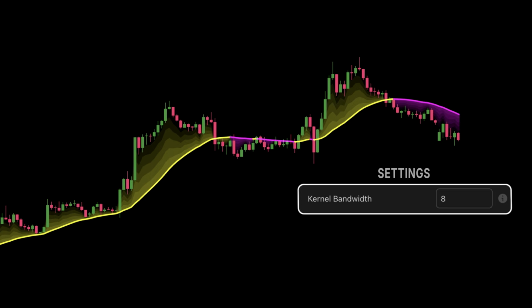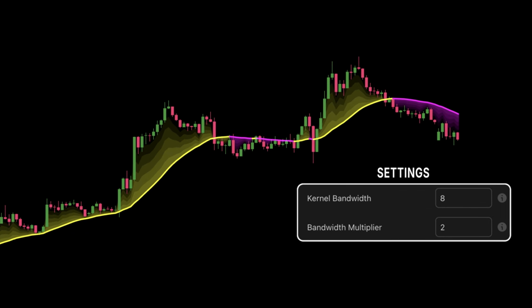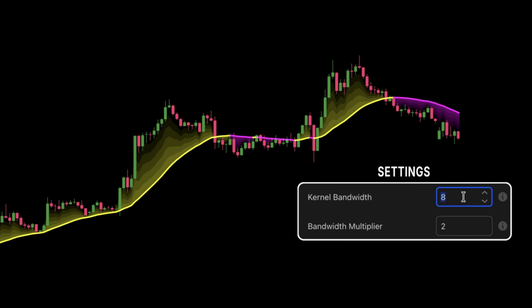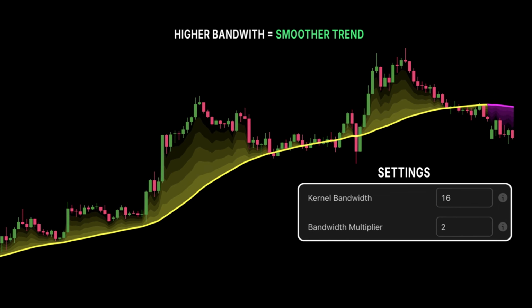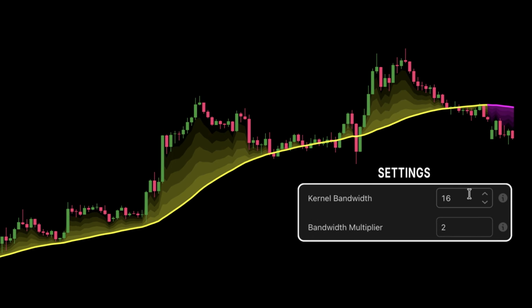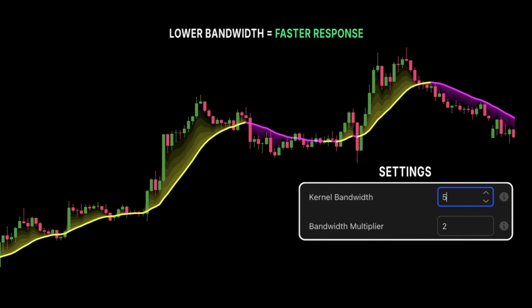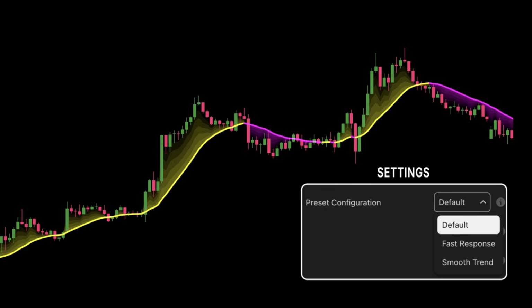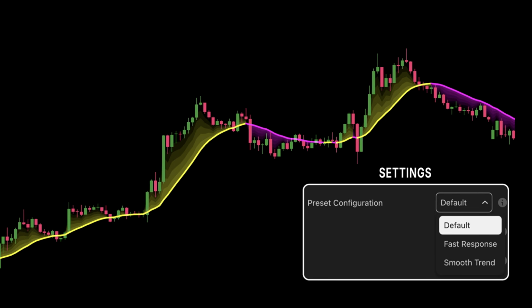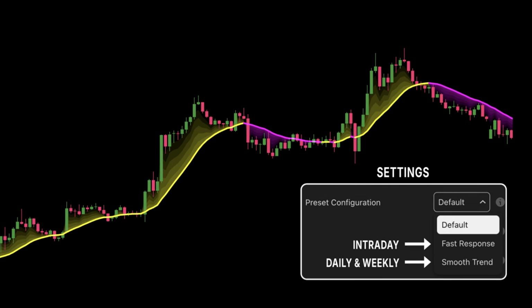The setting that actually controls smoothness is bandwidth, and the bandwidth multiplier sitting right next to it. Raise either one, and the line pulls in more of the recent history, so it smooths out. In plain terms, it gets slower to react, but steadier. Better suited to a daily chart you check twice a day. Lower them, and it tightens onto just the last few bars, reacting faster, but flipping on you more in a choppy session. If you don't want to hand tune any of that, the preset dropdown does it for you. Fast response for intraday, smooth trend for daily and weekly.